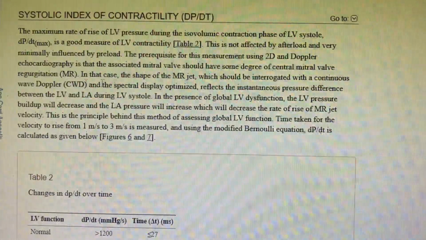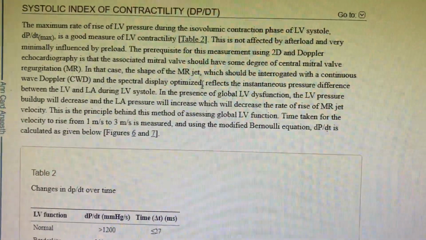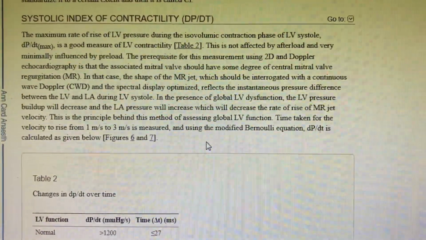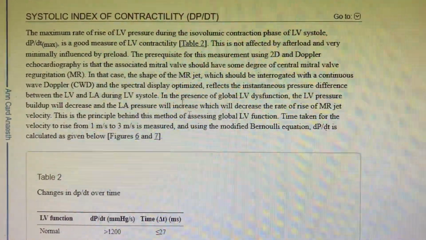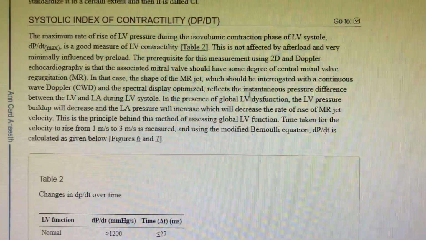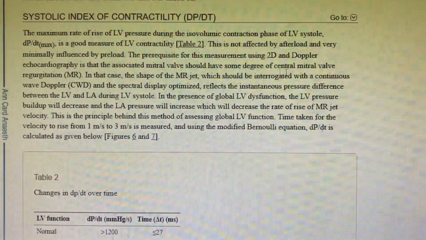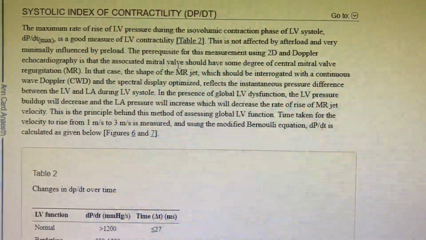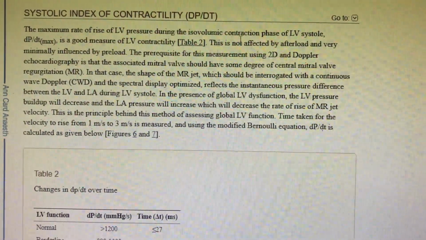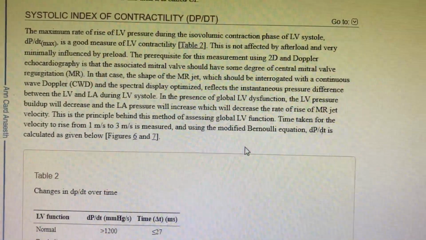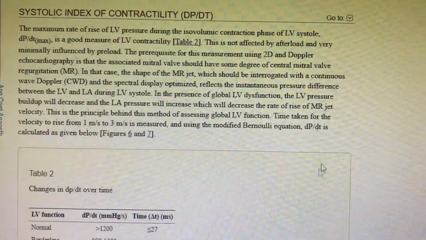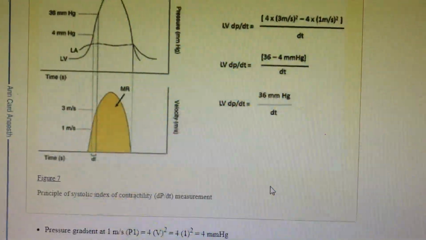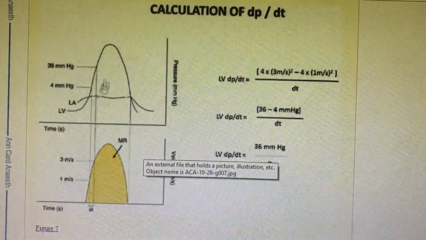When assessed by echo, one of the most important requisites is that there should be some trace of a mitral regurgitation jet, and the important thing is that it is afterload and preload independent. So if there is a slight MR jet, you put the color Doppler and continuous wave Doppler on it, and you will get a graph like this.